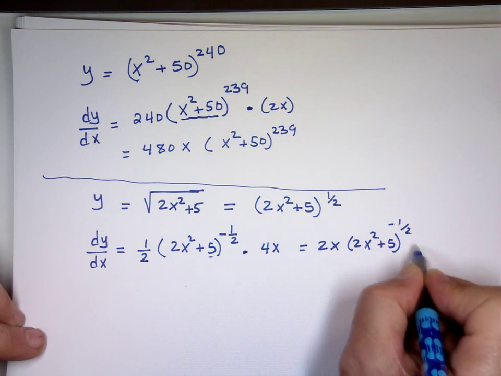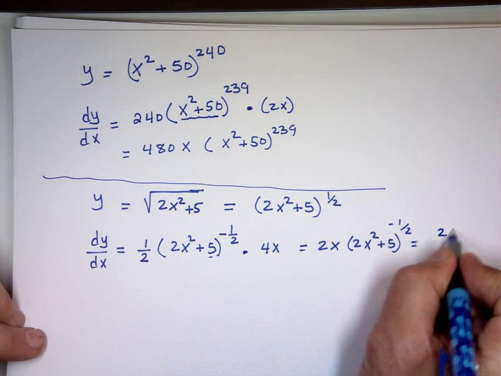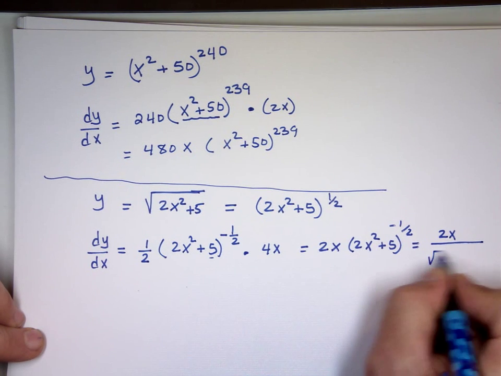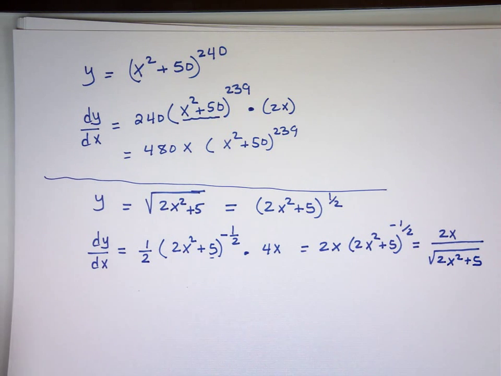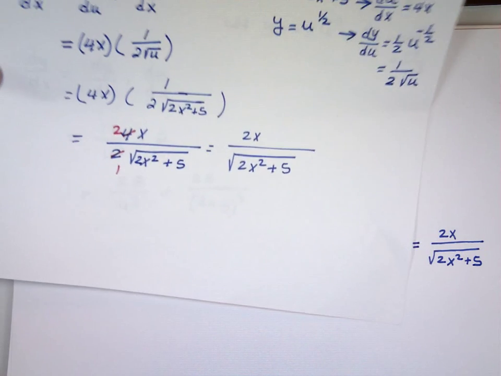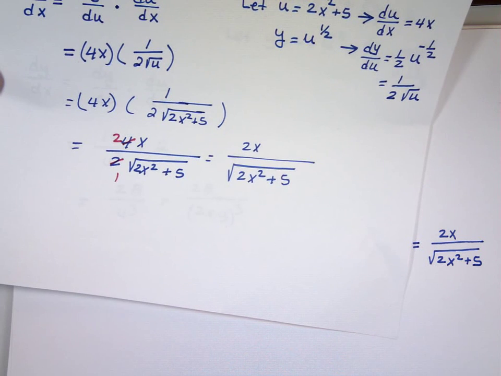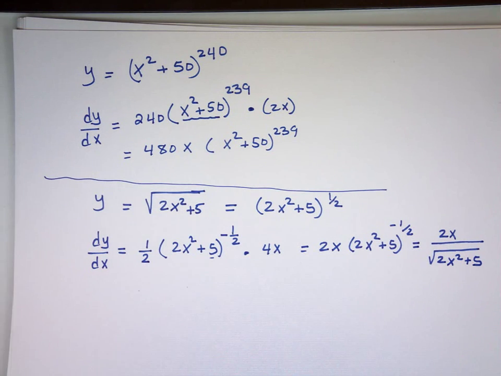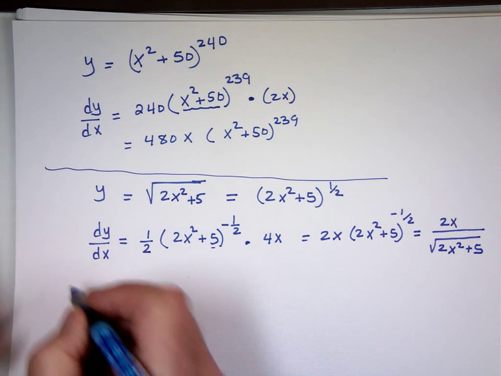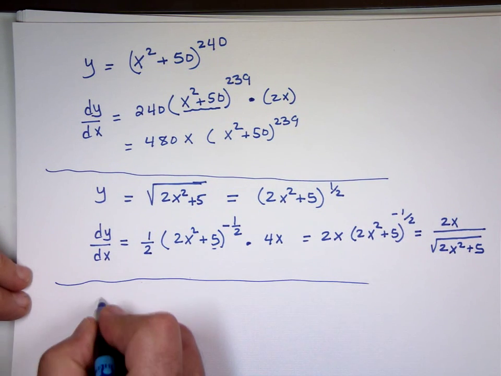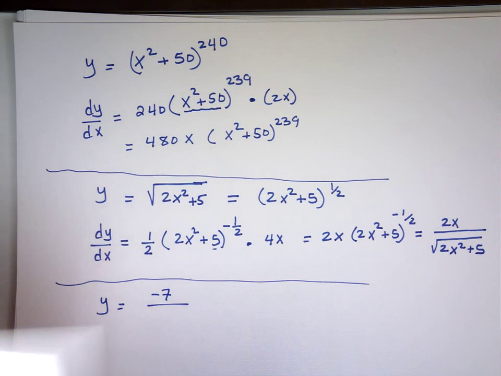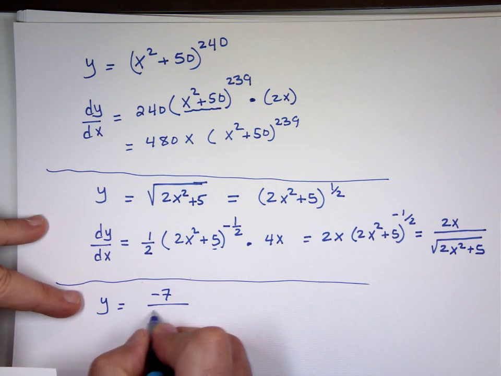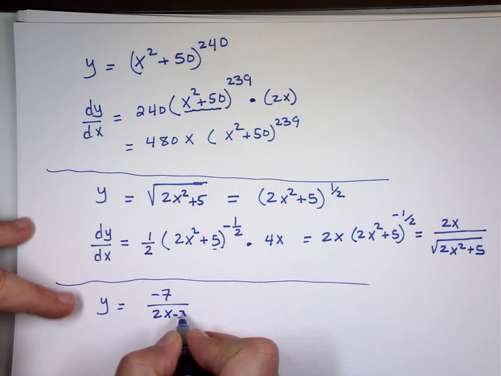If you don't like negative exponents, you can make it what? 2x over the square root of 2x squared plus 5. Was that the same answer? Yes. The last one. Can do them either way. Still the same answer.